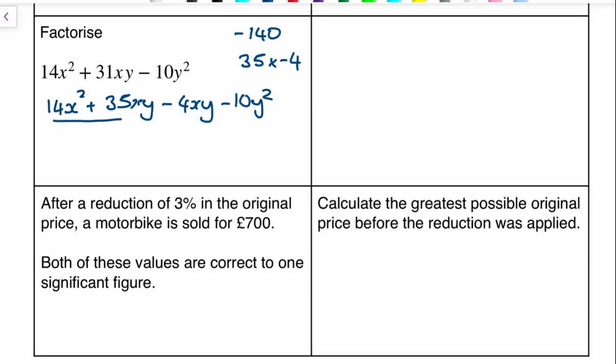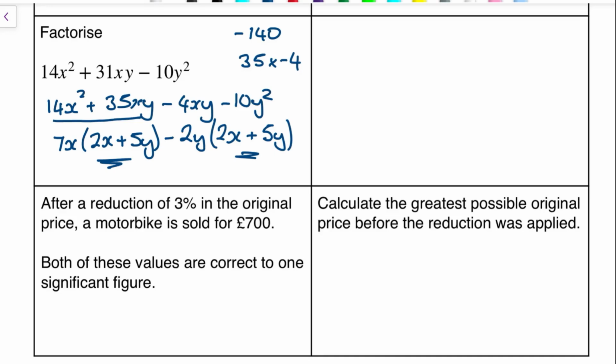And then I'm going to factorize this bit here, which is going to give me, I'll take out a 7x, and that's going to give me 2x plus 5y. And then I'm going to factorize out a 2y on this side, and that's going to leave behind 2x minus, well, minus 10 divided by minus 2 is plus 5, and there's a y left over. Now, quick check, these two things must be the same, and they are, so it's great. So that means my final answer is going to be 7x minus 2y multiplied by 2x plus 5y.